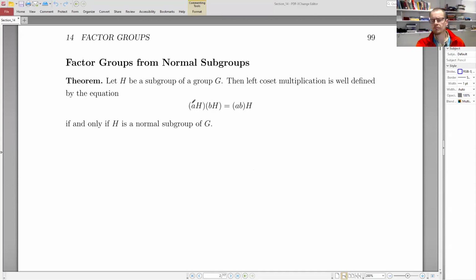Now, you should notice that the notation implies multiplication, but we might have addition instead. So this is just a multiplicative representation. All right, so this is well defined if and only if H is indeed a normal subgroup of G. In order for us to prove that, I want us to remember a few different things.